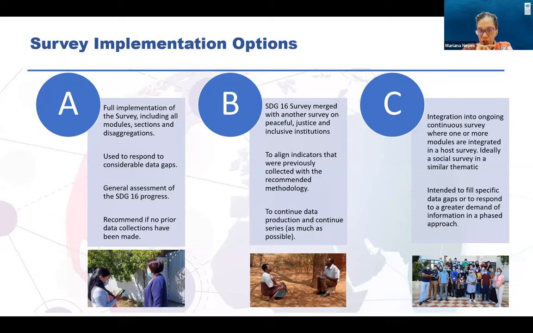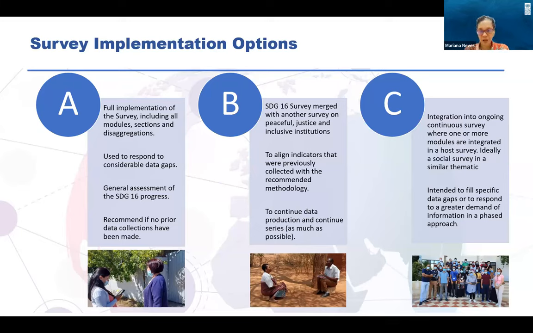A second option is a merger. This is a solution that's been used mostly in Africa because there is a governance, peace, and security survey. So what we did is using the base, the governance, peace, and security, we realign the methodology so the survey is able to collect the SDG indicators. Well, I can give you one specific example.